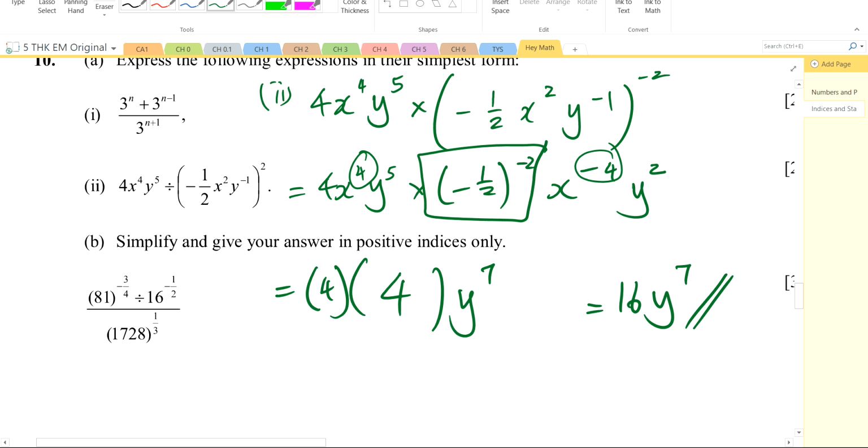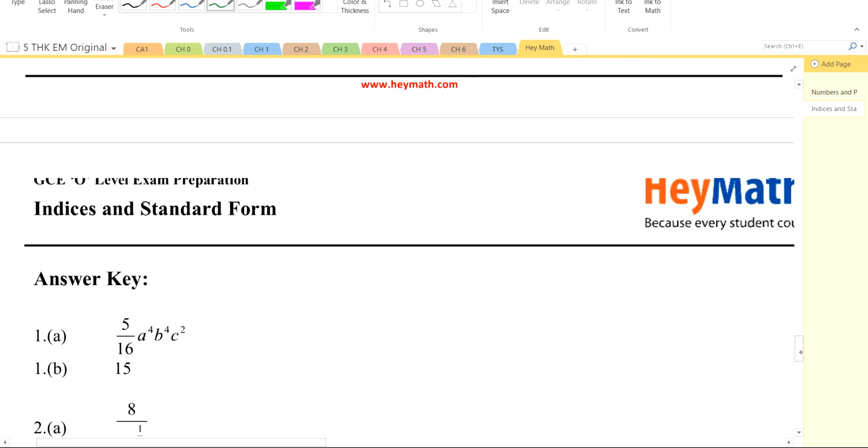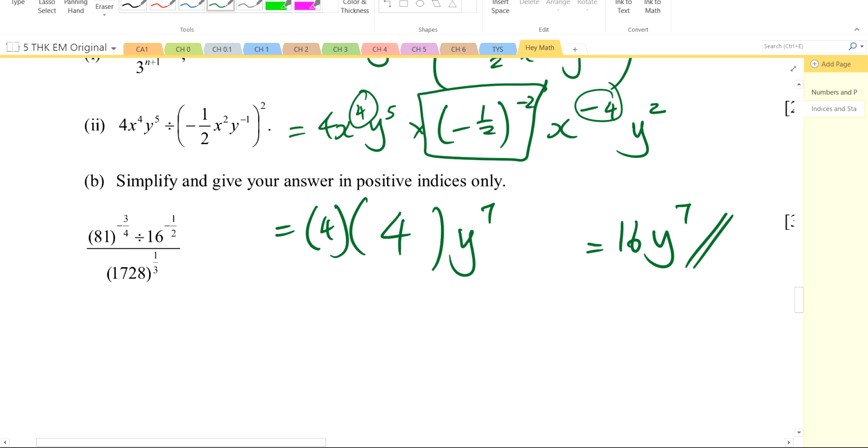Then just equal. Oh, the answer is different. The answer got negative 16, is it? Answer wrong. Okay, I believe that's all already. That's all.